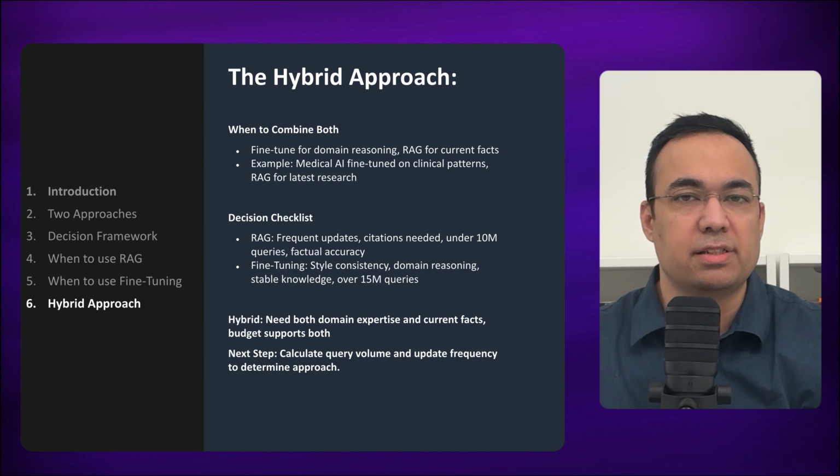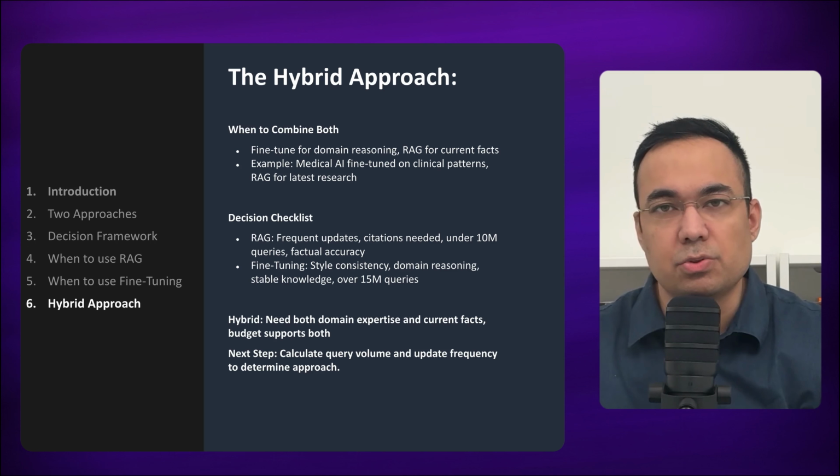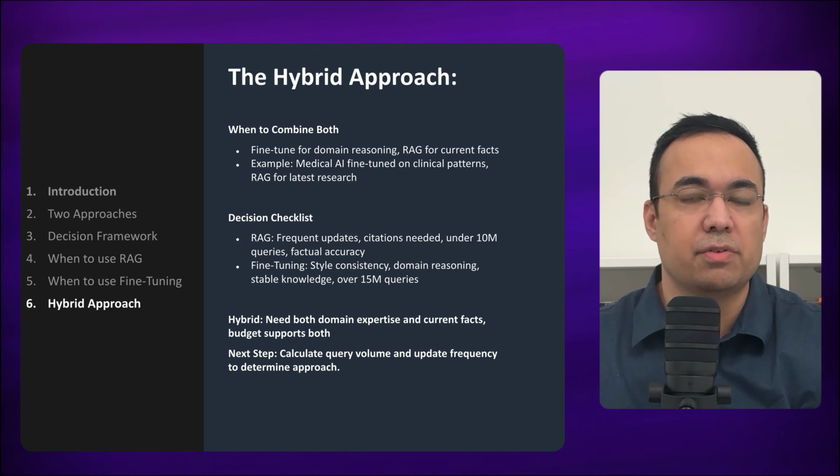This hybrid approach makes sense when you need both domain expertise encoded in the model and current factual information from external sources. It does require budget for both the upfront fine-tuning cost and the ongoing RAG retrieval cost. It is typically chosen by teams with higher query volumes where the investment actually pays off.